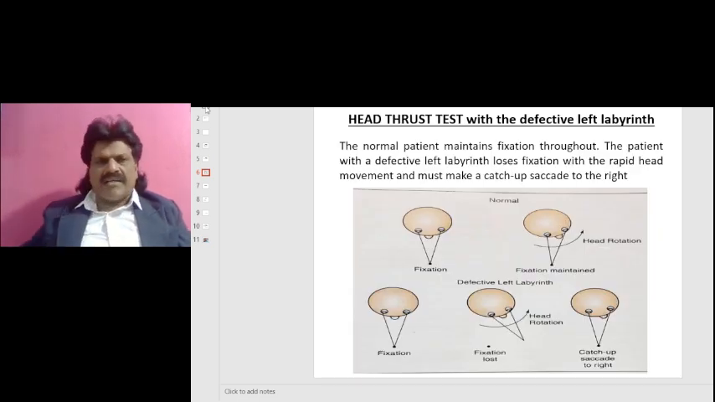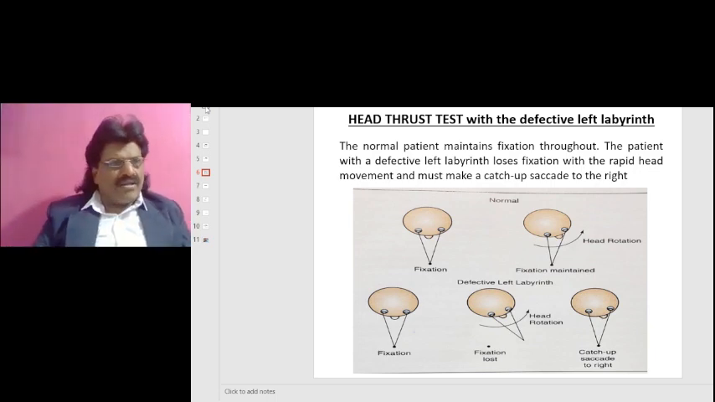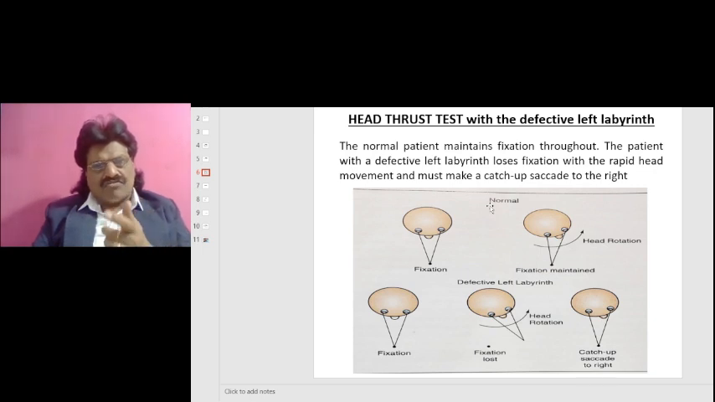So this is the diagram, head thrust test with the defective left labyrinth. So you can see here the normal patient maintains fixation throughout. The patient with the defective labyrinth, example left labyrinth in this case, loses fixation with the rapid head movement and must make a catch-up saccade to the right.